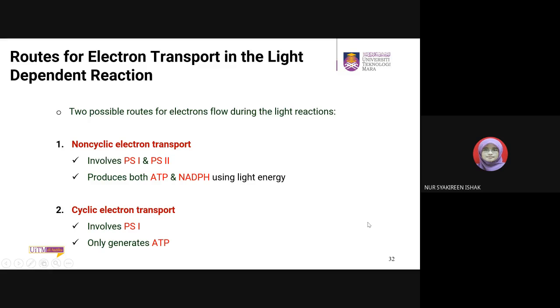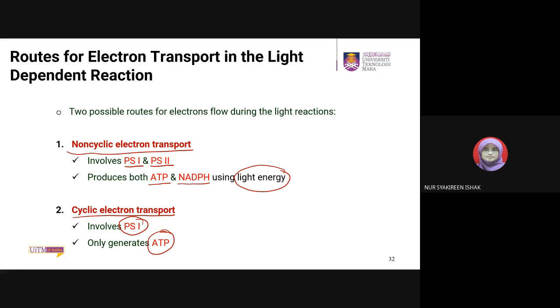So two possible routes for electron flow during light reaction adalah non-cyclic electron transport, and also the other one is cyclic electron transport. For non-cyclic electron transport, dia melibatkan kedua-dua photosystem 1 and also photosystem 2. Dan yang ini awak kena ingat, for non-cyclic electron flow, dia akan menghasilkan kedua-dua ATP dan juga NADPH daripada light energy. Tapi kalau cyclic electron transport dia hanya melibatkan photosystem 1 dan hanya akan menghasilkan ATP molekul. Yang ini mesti dan wajib ingat.